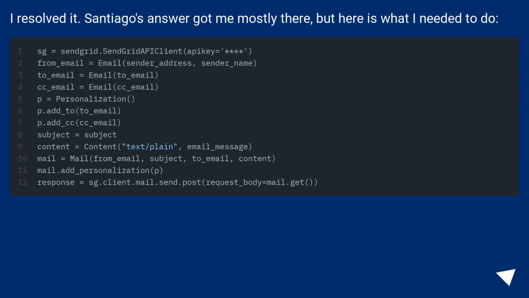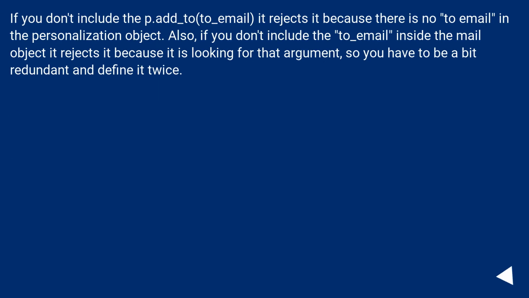I resolved it. Santiago's answer got me mostly there, but here is what I needed to do. If you don't include the p.add_to_email, it rejects it because there is no to email in the personalization object. Also, if you don't include the to_email inside the mail object, it rejects it because it is looking for that argument, so you have to be a bit redundant and define it twice.